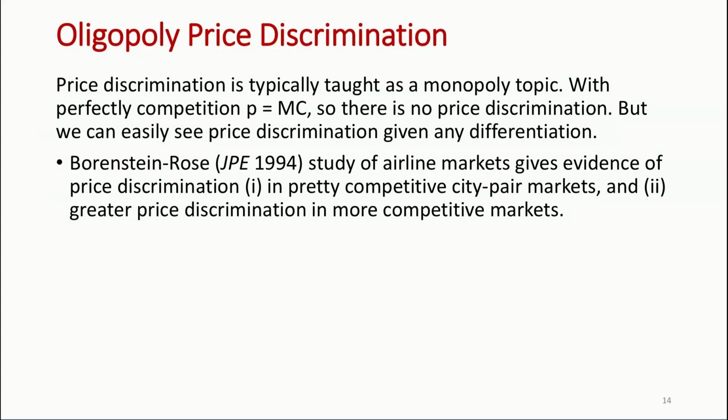With perfect competition, price equals marginal cost. You can't price discriminate. But with imperfect competition, price isn't equal to marginal cost. There's no reason why oligopolies can't price discriminate just like monopolies price discriminate. In particular, there was an early paper, Borenstein and Rose 1994 JPE, looking at price dispersion in airline markets. What they find is that if you look at airline city pair markets like Boston to New York to Phoenix, whatever, the markets that have more competition tend to have more price dispersion on the same plane.